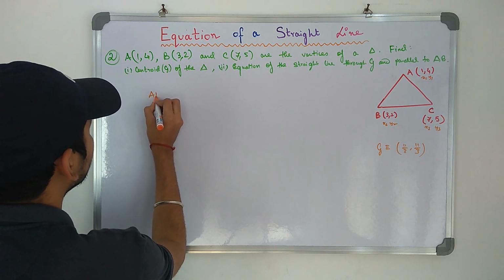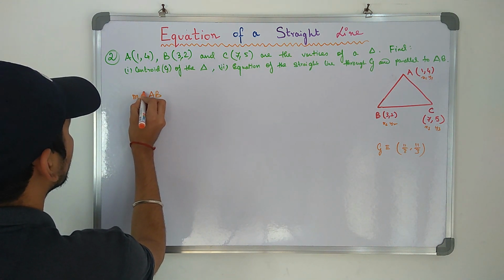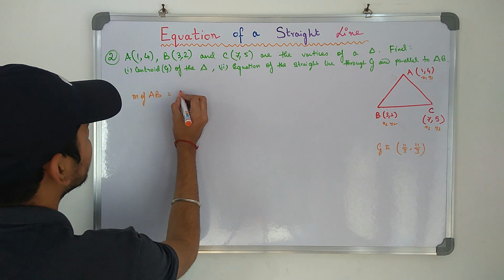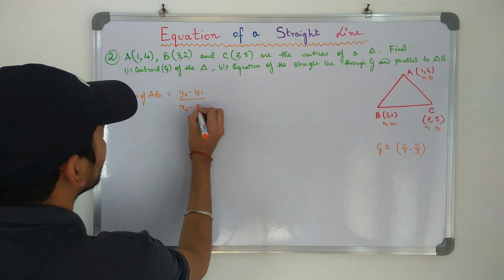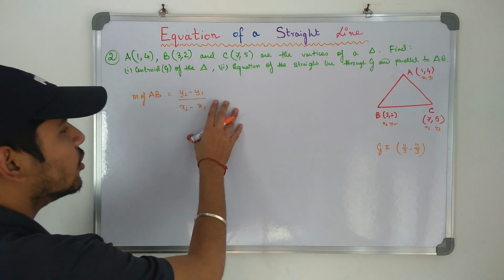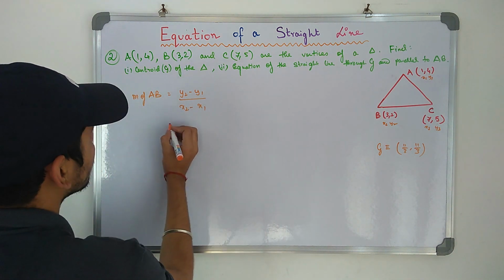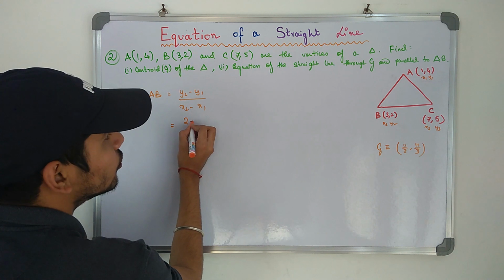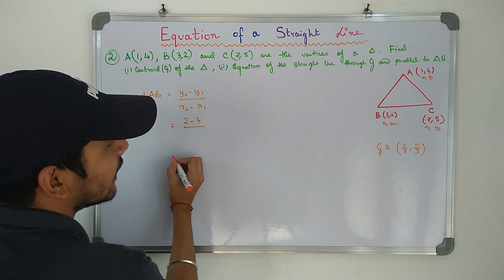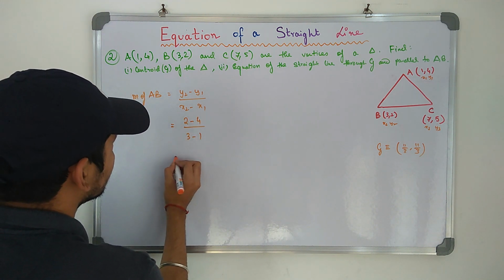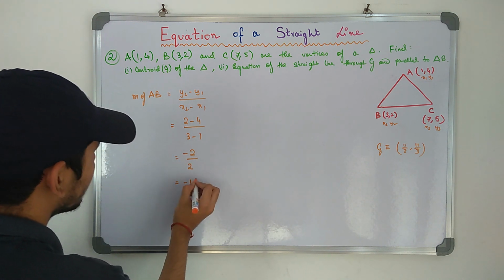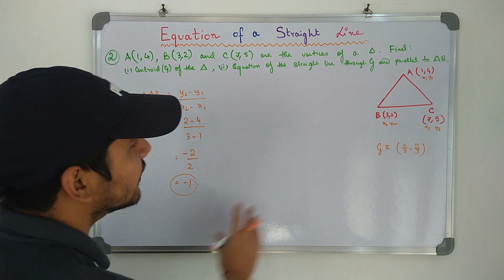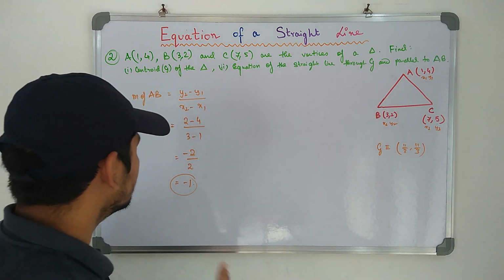M of AB will be equal to y2 minus y1 divided by x2 minus x1. This is the formula of slope when we have the two points. So this will be equal to 2 minus 4 divided by 3 minus 1, which is minus 2 divided by 2, which is minus 1. Hence we get the slope of AB as minus 1.